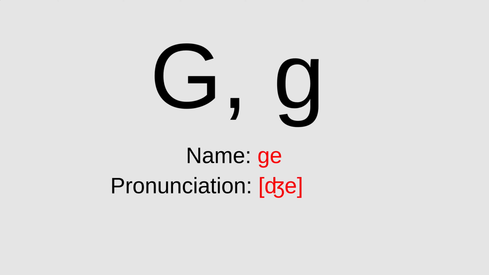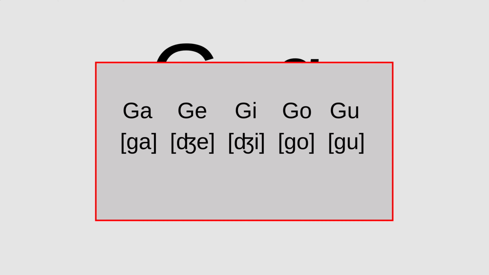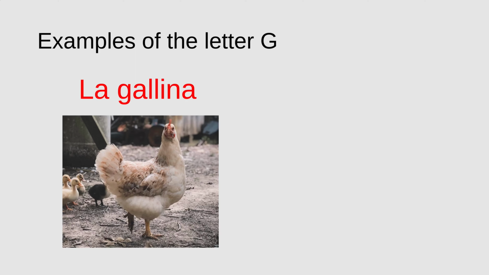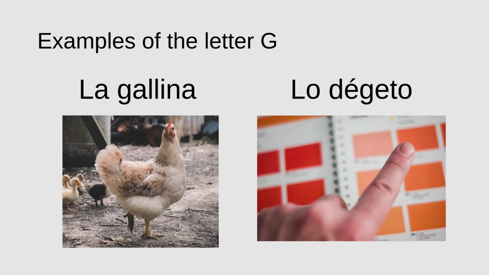Je. Combined with the vowels A, O, and U, we obtain the sequences ga, go, and gu, respectively. The same letter combined with the vowels E and I produces the sequences je and ji. In alphabetical order, we have ga, je, ji, go, and gu. Here are some examples. La gallina, the hen. Lo degeto, the finger.